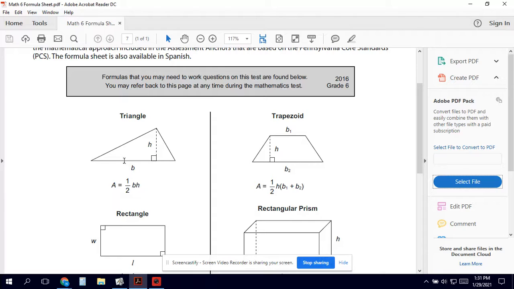B standing for the base of the triangle, which will be one of the three sides. And then H is the height of the triangle, which is a perpendicular or a right angle measure from the base to the opposite vertex of that triangle.